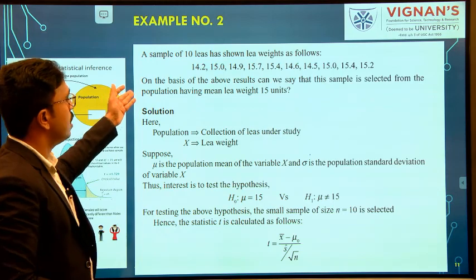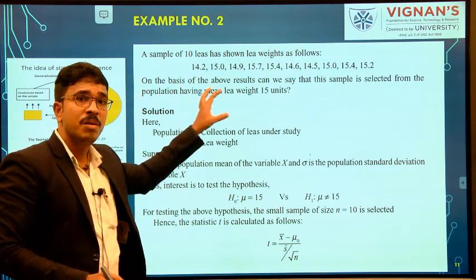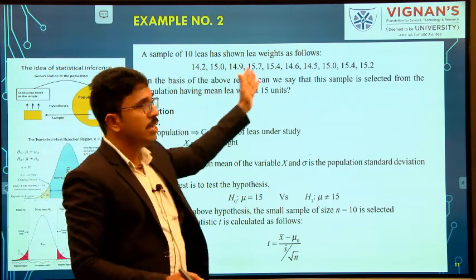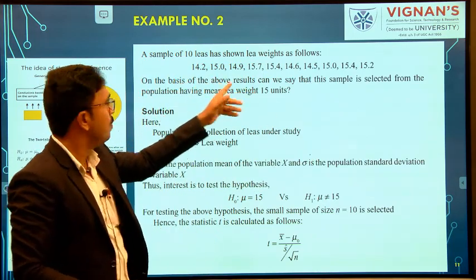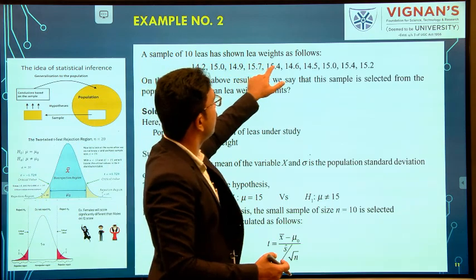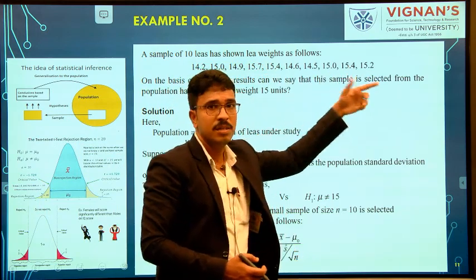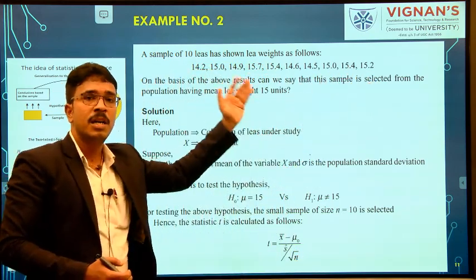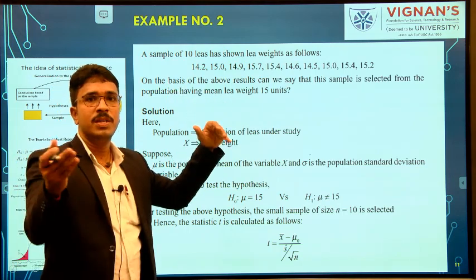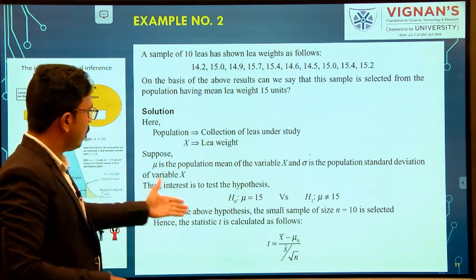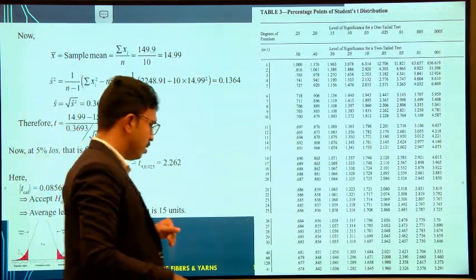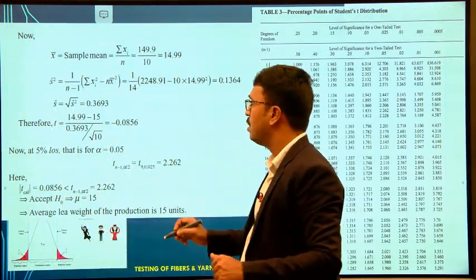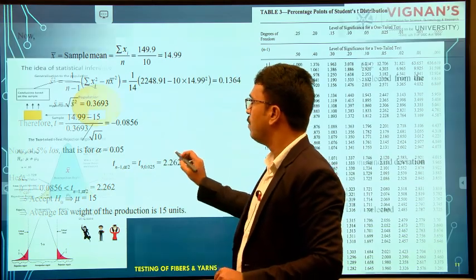So you see here, instead of giving the sample mean, the sample individual values were given, like 14, 15 and all. How many samples? 1, 2, 3, 4, 5, 6, 7, 8, 9, 10. Sample size n is 10 only, so obviously it is a small sample. And now you can see we can use this formula and the same kind of solution, we are finding out this t value.